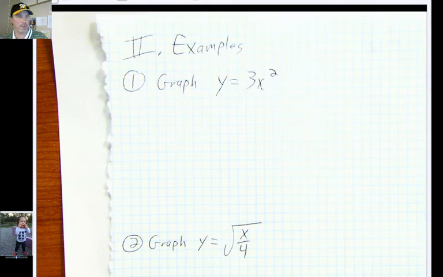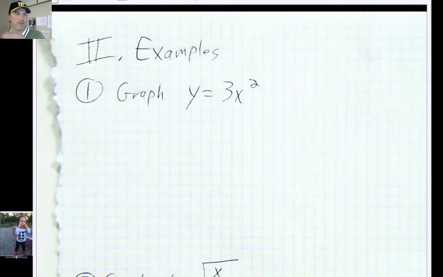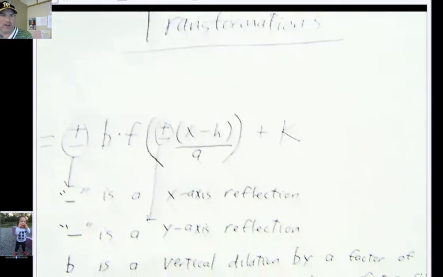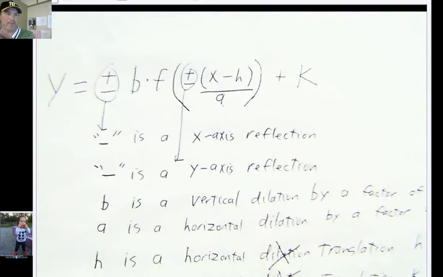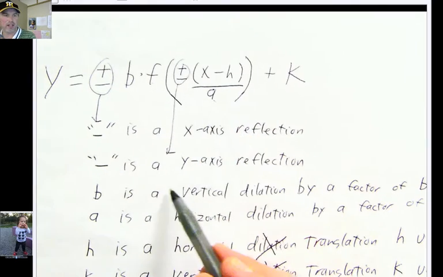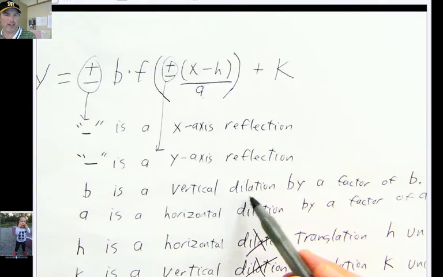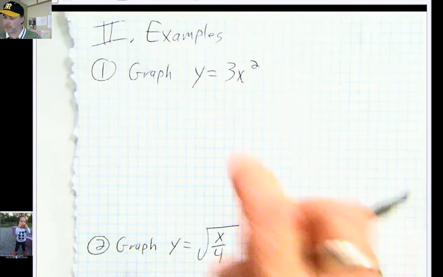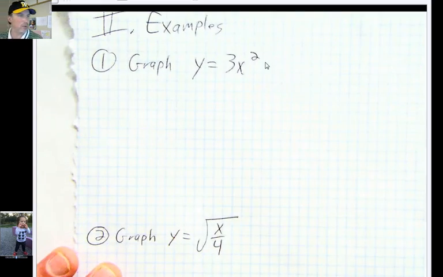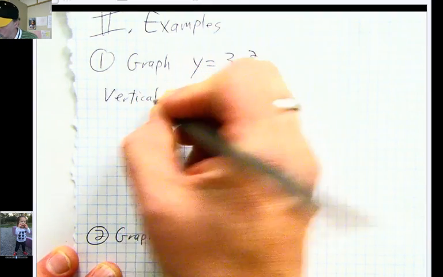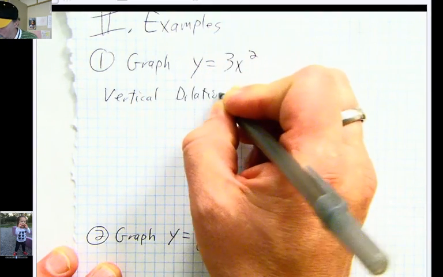And here's some team graph paper problems for you. First thing I want to do is graph y equals 3x squared. And if we use this chart that we had earlier in my lesson as a guide, when you have a number outside the function like we do in this particular case, that is the mark of a vertical dilation by a factor of b. So that's 3 in this case. So what we have is a vertical dilation by a factor of 3.